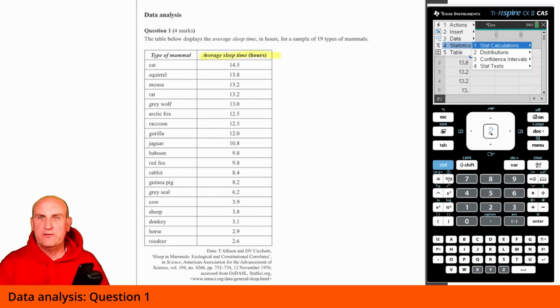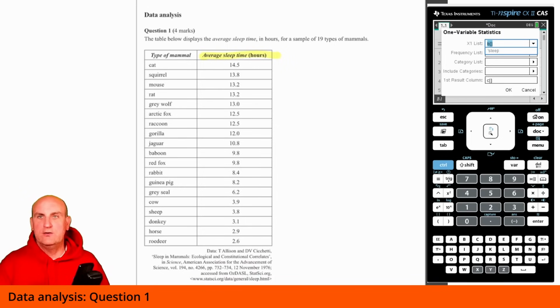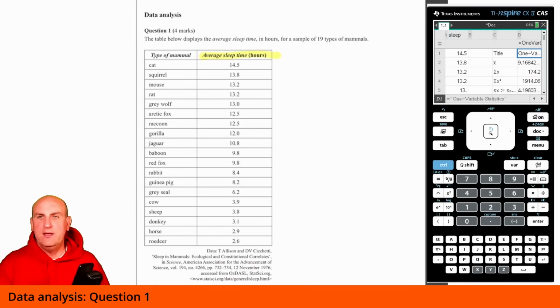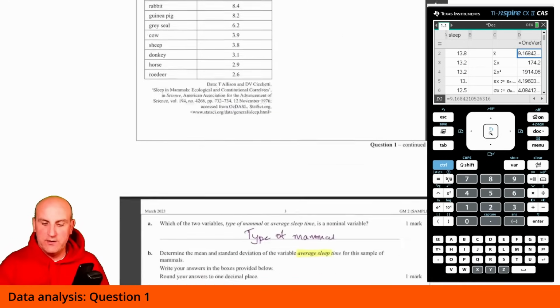I'm going to go statistics, stat calculations. My calculator's oversensitive on my screen. Stat calculations, 1 variable statistics. Yes, please. I've got to tell it that I want sleep. And there we go. And obviously in this situation, I've just got to try and choose the right values that I come out there. And so X bar is my mean.